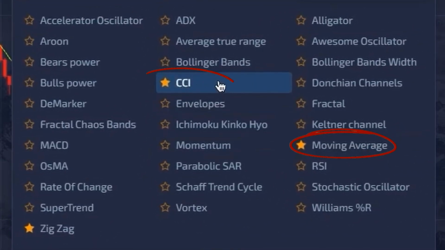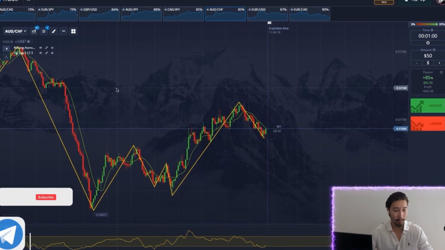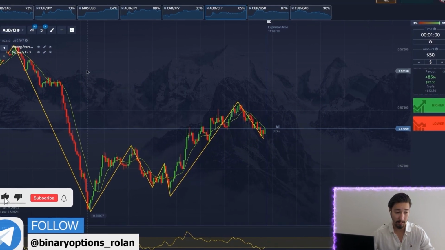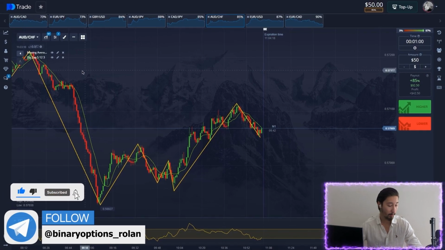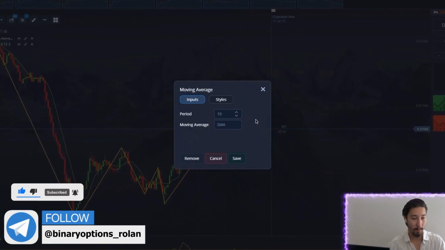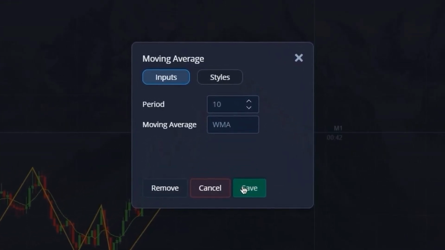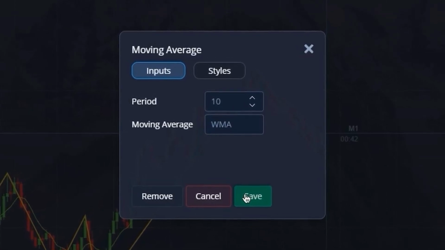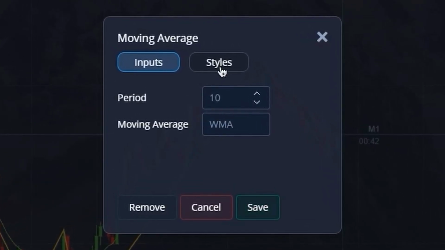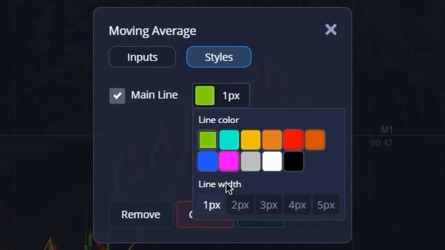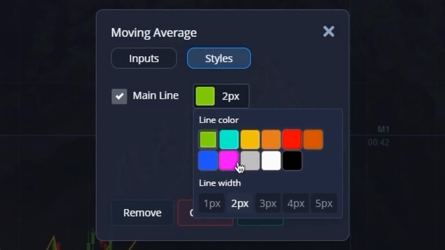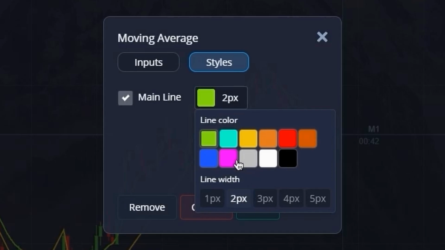We will add a moving average, a CCI oscillator, and a zigzag trend indicator, which will show us our local maximum and minimum points. So for the moving average, we choose weighted average, leave the period at 10, don't change anything, increase its size and probably change the color, make a different color, right?